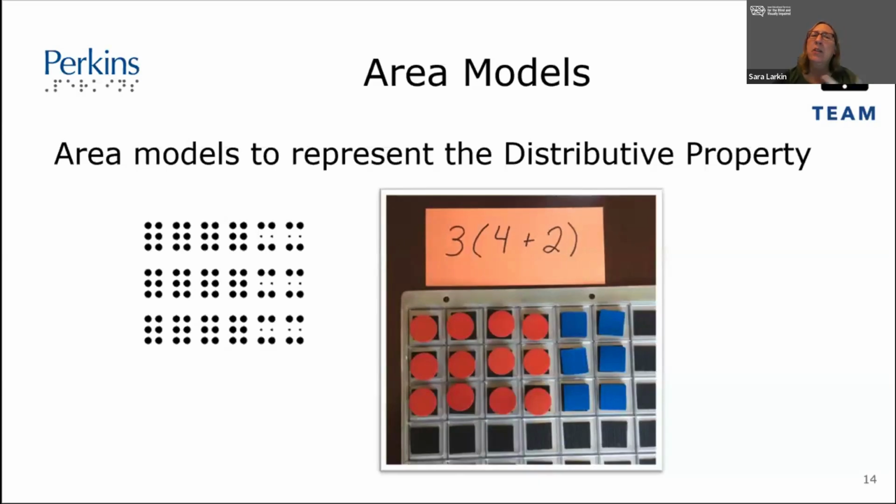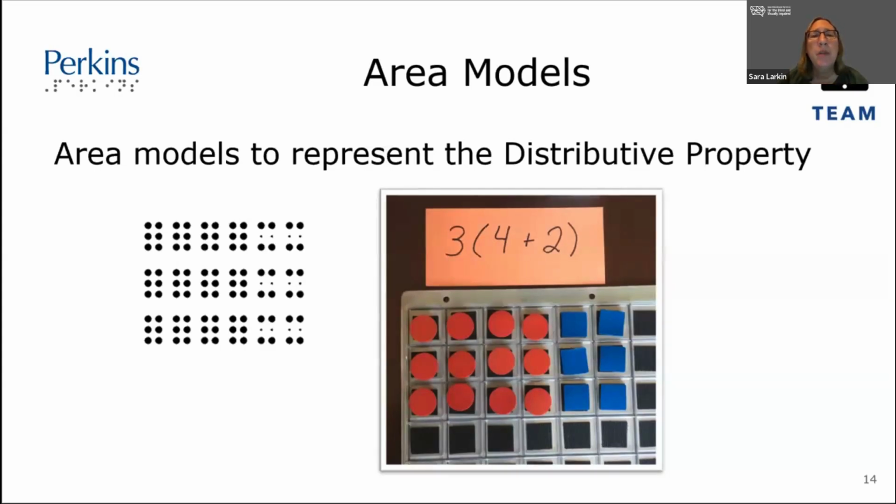Now, as the students get a little older, they start talking about the distributive property. They use area models, which are specifically noted in the Common Core, to represent the distributive property. So if I have 3 times, open parenthesis, 4 plus 2, close parenthesis, I would normally learn how that distributive property works, but I would want to draw what that represents. So there are a couple of ways I can do that.